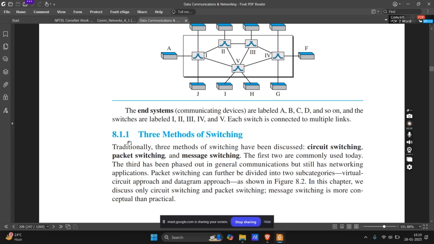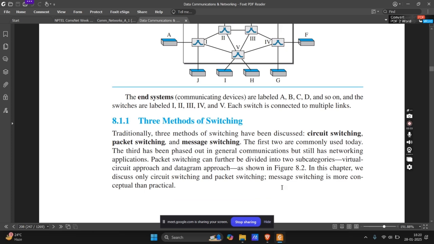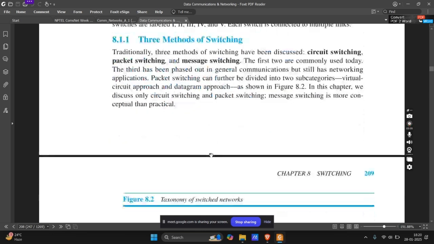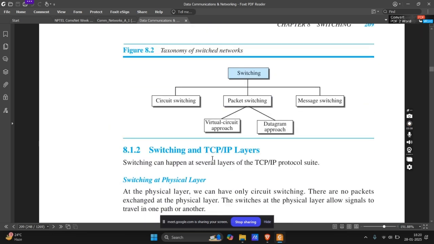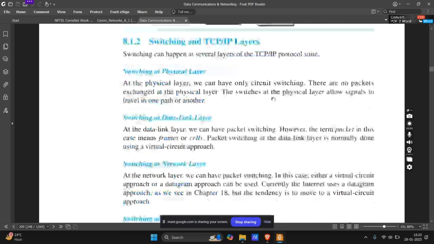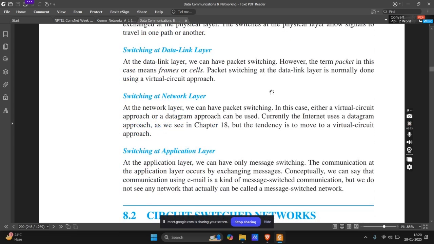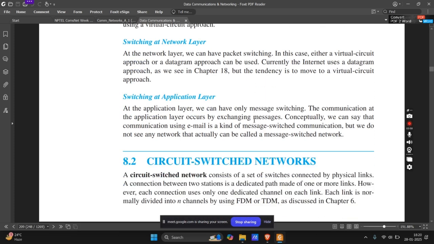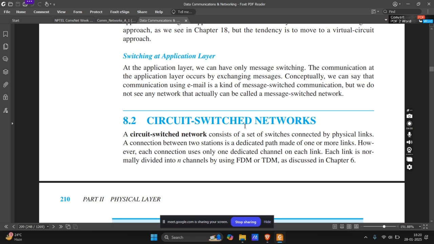Now there are three methods of switching: circuit switching, packet switching, and message switching. Circuit switching is the first type, and it is done at the physical layer of the network. At the data link layer we can do packet switching, and at the application layer we can do message switching. We will go one by one, from circuit, then packet, then message. We will mostly be covering circuit and packet. Message switching will be taught later because it's more intricate.